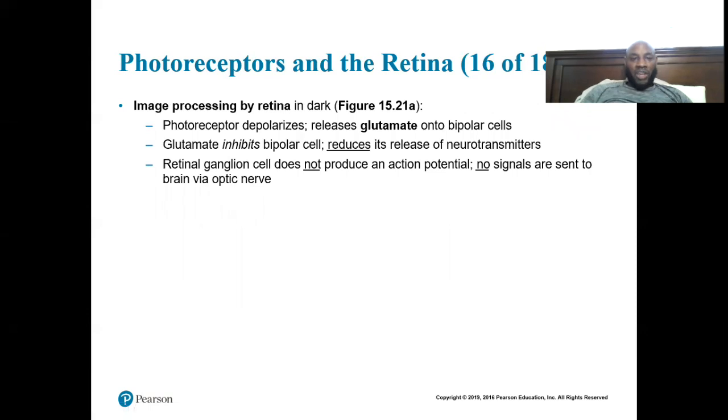Image processing by the retina in the dark. The photoreceptor depolarizes and releases glutamate onto bipolar cells. It inhibits the bipolar cells, reducing their release of neurotransmitter. The retinal ganglion cell does not produce an action potential. No signals are sent to the brain via the optic nerve. So we process the dark. This is how we know we're in the dark.